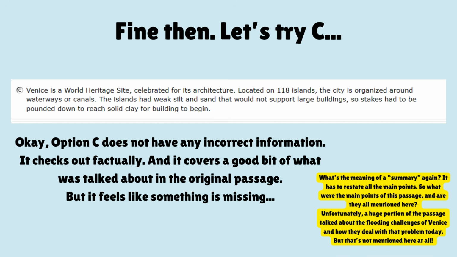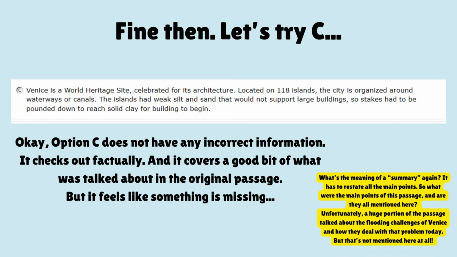It checks out factually. And it covers a good bit about what was talked about in the original passage. It doesn't hyper fixate on just one part of the passage like A did with the focus on the art. It covers more than one part of the passage. But it feels like something is missing. What's the meaning of a summary again? A summary has to restate all of the main points. So what were the main points of this passage? And are they all mentioned here?